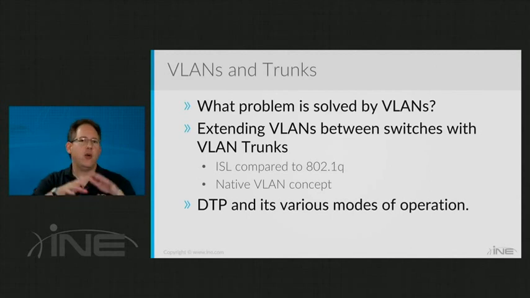Auto means you are passive. You're passively listening for incoming DTP. And if you hear some, you can go ahead and reply back to it and become a trunk. Desirable means you are the initiator. You are the originator of DTP. You are preemptively trying to take some action to bring that trunk up.